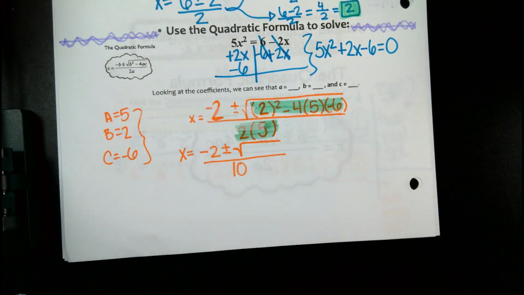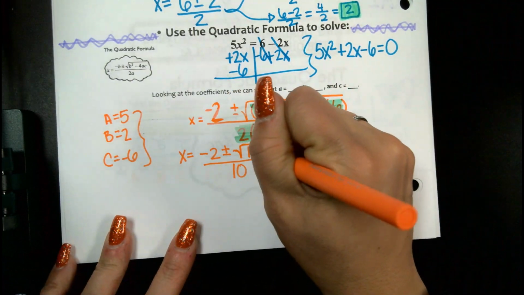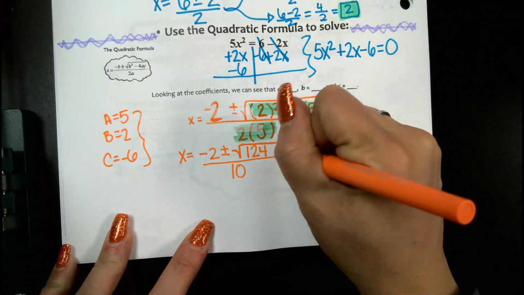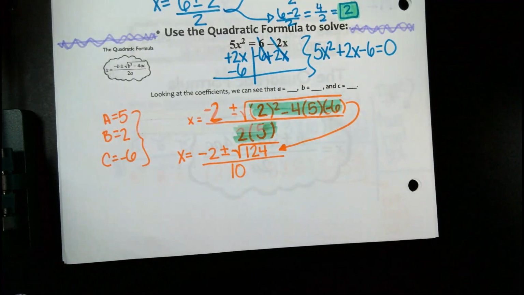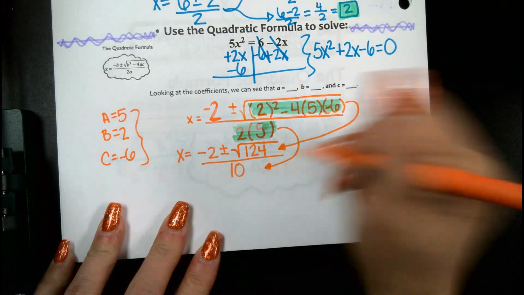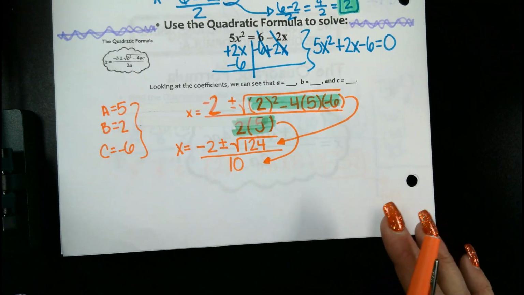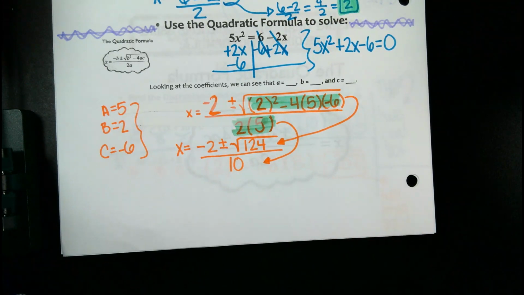Is everybody getting 124? You should get 124 there. And then on the bottom, the 2 times 5, you can use the calculator. I just assume most of you know what 2 times 5 is, which is 10. Maybe. The jury's out on that one.